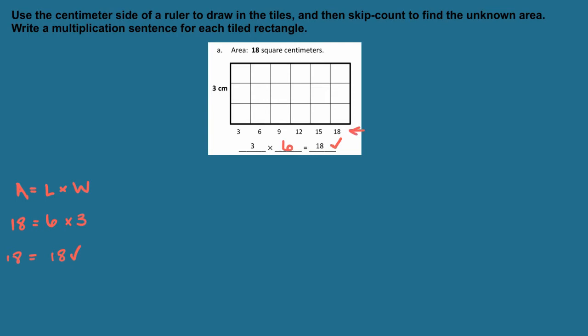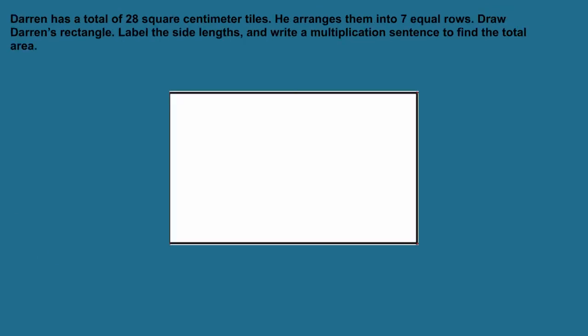So that is how we can find the area by skip counting and seeing how many columns and rows there are to fill in for the blanks. The next question that we're going to look at today says, Darren has a total of 28 square centimeter tiles. He arranges them into 7 equal rows. Draw Darren's rectangle, label the side lengths, and write a multiplication sentence to find the total area.